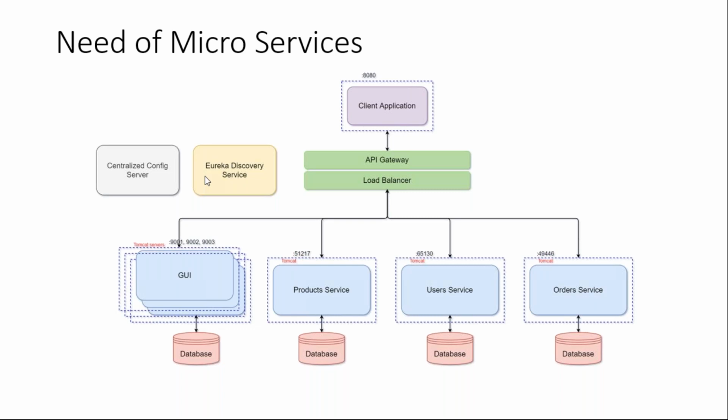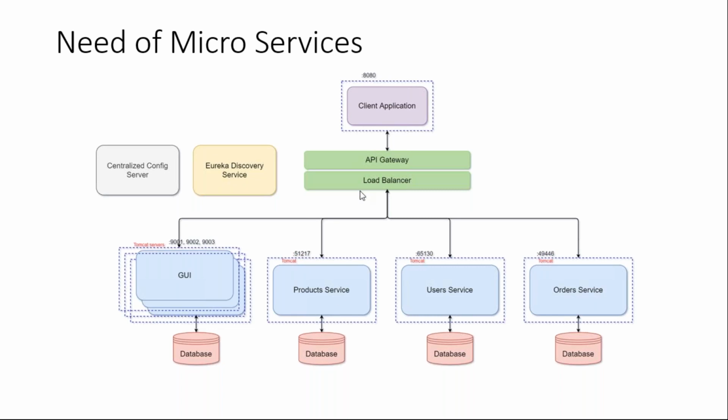Point number two. Is it safe to expose the microservice which is running here to outside people? Let's say by chance somebody comes to know that there is a microservice, product service, running on port number 51217, and they come to know the domain or IP address of this service. Then anybody can access this microservice from outside, right?